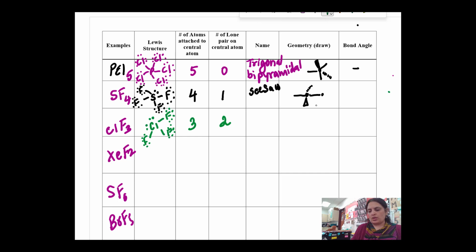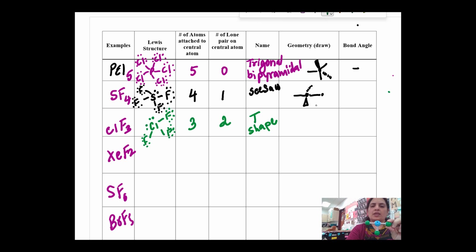So this one is T-shape. Chlorine is my central atom and 3 fluorines are attached to it. Because of the 2 lone pairs here, they take up as much space as possible, and this is how the bonds are arranged. So this shape is T-shape.